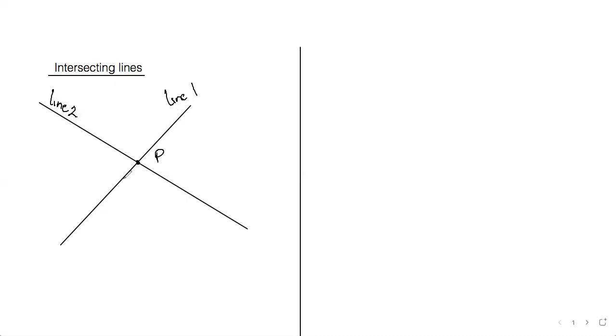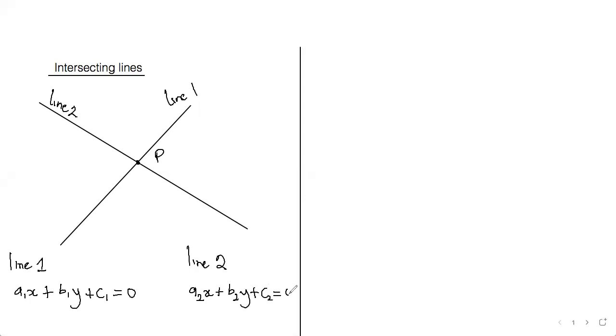If you know the equation of line 1, let's say the equation of line 1 is A1x plus B1y plus C1 equals 0. And you know the equation of line 2 as, let's say, A2x plus B2y plus C2 equals 0. So what you actually want to do is to solve these two equations simultaneously, basically.